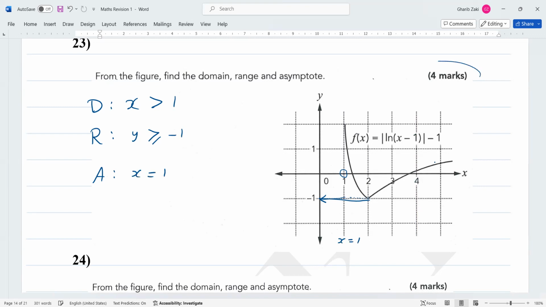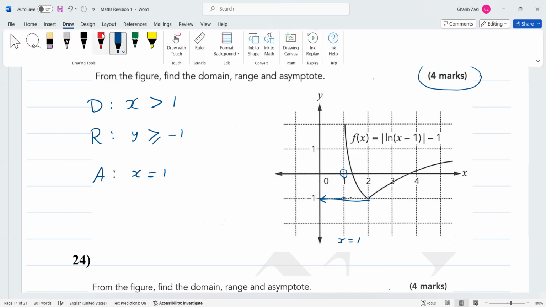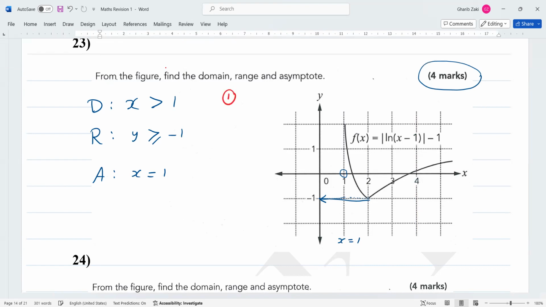Can you see the marks? 4 marks. Why 4 marks? This is a past paper question. So the domain has 1 mark, the asymptote has 1 mark, and the range has 2 marks. 1 mark for y greater than -1 and another for equal.